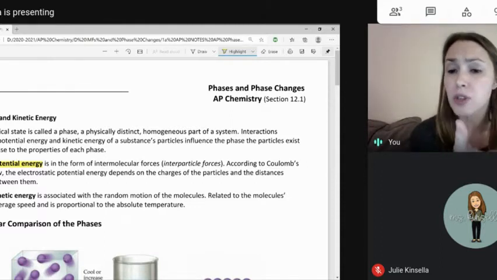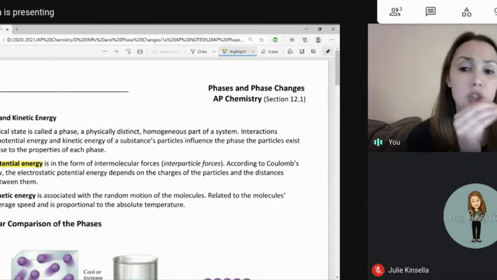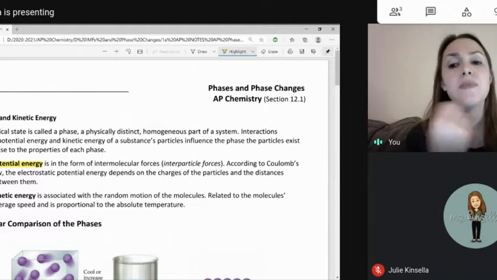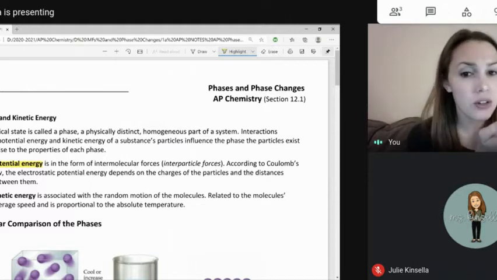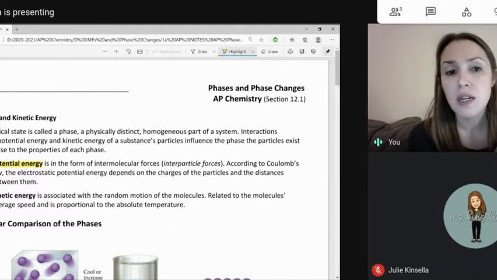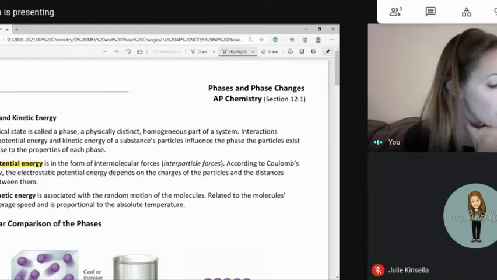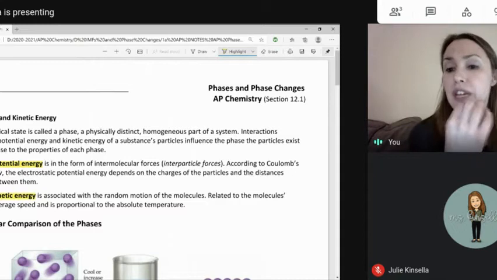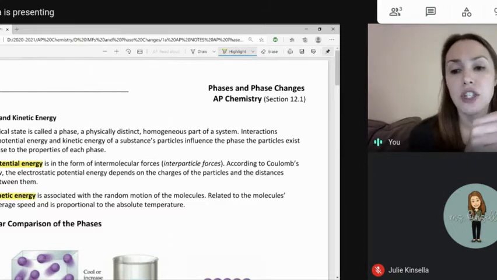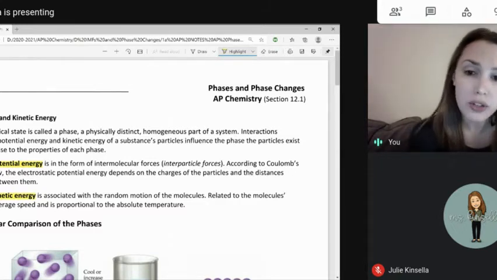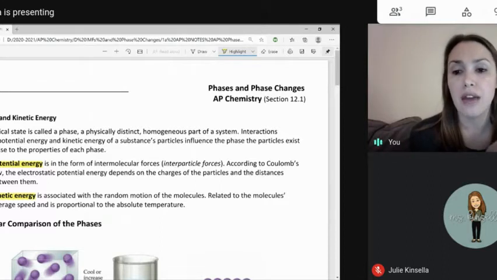And according to Coulomb's law, we know that electrostatic potential energy, the strength of the attraction, is going to depend on the charges of the particles involved and the distances between them. So Coulomb's law is going to come right back into play with this unit. We're also going to be talking about the role of kinetic energy. Kinetic energy is associated with the random motion of particles. So it's related to the molecule's average speed and it's proportional to its absolute temperature.